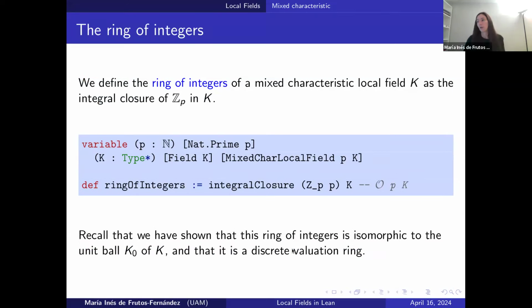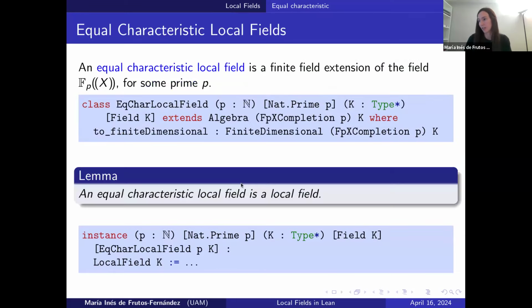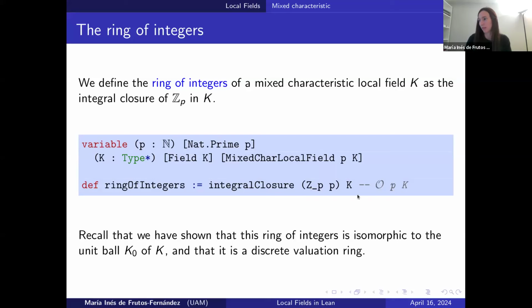Okay, now, given any mixed characteristic local field K, we define the ring of integers of K as the integral closure of Z_p in K. And yeah, this is just this line here. So this is the integral closure of Z_p in K. Again, I am using our definition of the p-adic integers instead of Mathlib's definition.